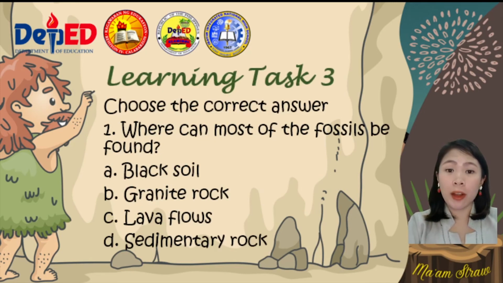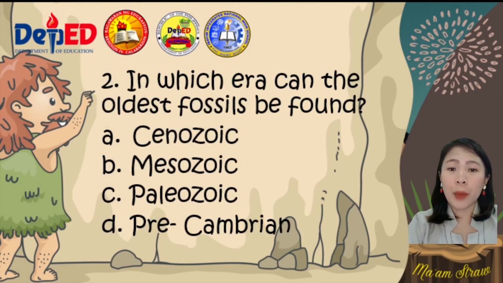Lastly, we have our learning task number 3. Choose the correct answer. For number 1, where can most of the fossils be found? A. Black soil, B. Granite rock, C. Lava flows, D. Sedimentary rock. Question number 2. In which era can the oldest fossils be found? A. Cenozoic, B. Mesozoic, C. Paleozoic, D. Precambrian.